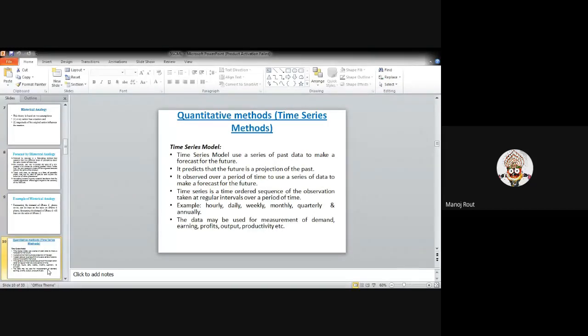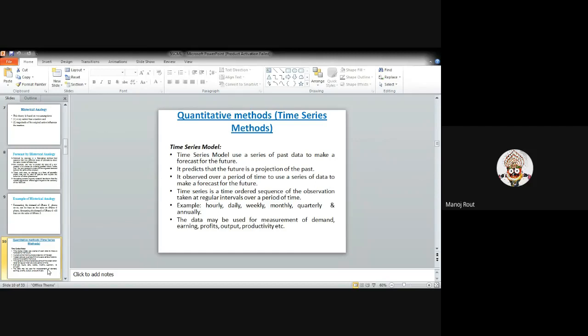The next is your quantitative method, time series, otherwise known as time series methods. Time series models use a series of past data to make a forecast for the future. These methods predict the future as a projection of the past. So what you sold in the past is the projection of your future. That is the concept behind quantitative methods or time series methods. It observes over a period of time, using a series of data to make a forecast for the future.